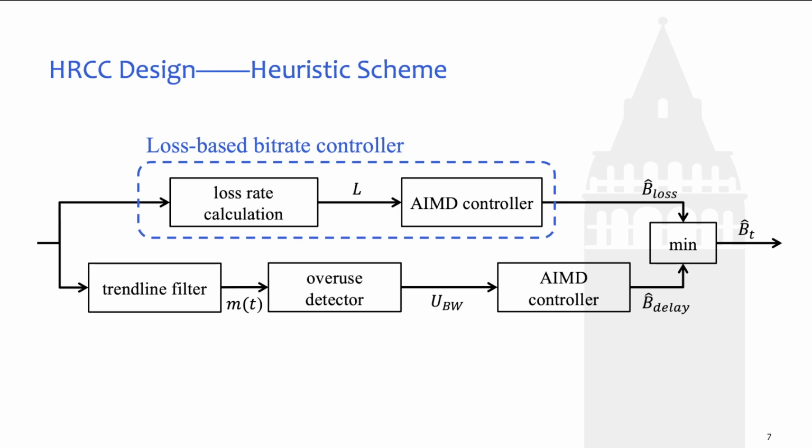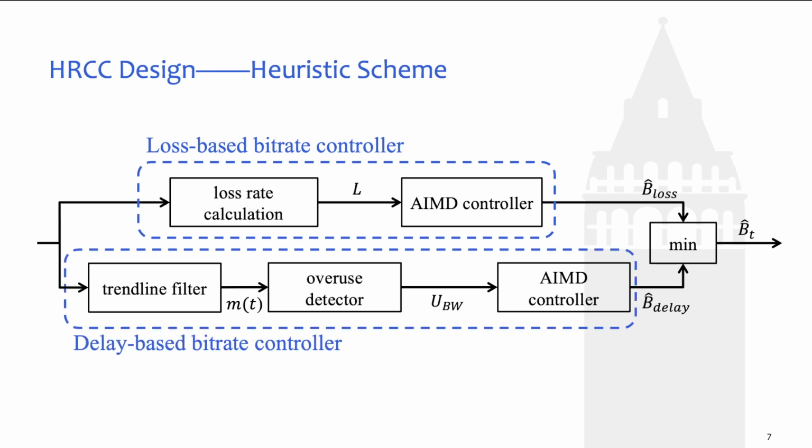In simple terms, the loss-based controller tunes down the bandwidth estimate when detecting higher packet loss rate and tunes up the bandwidth estimate in lower packet loss cases. And the delay-based controller calculates the delay gradient according to the received RTP packets and decides the trend of delay change, and decides the bandwidth estimate based on the trend line of delay change. The heuristic scheme takes the minimum value of the two controllers as its final bandwidth estimate.